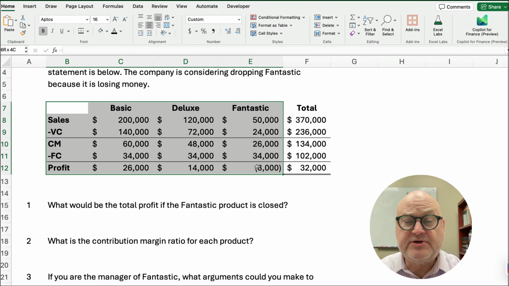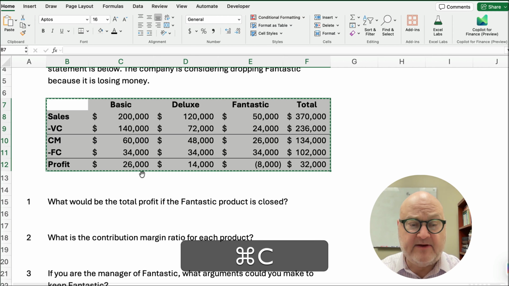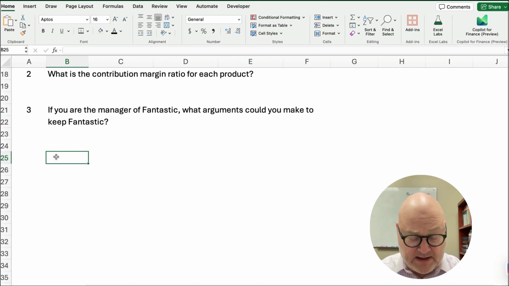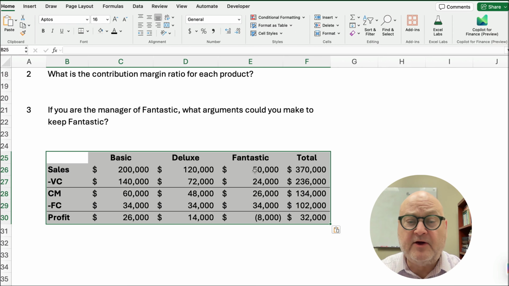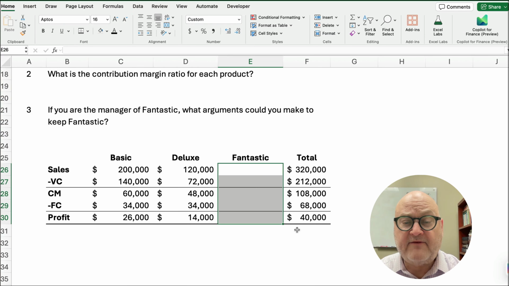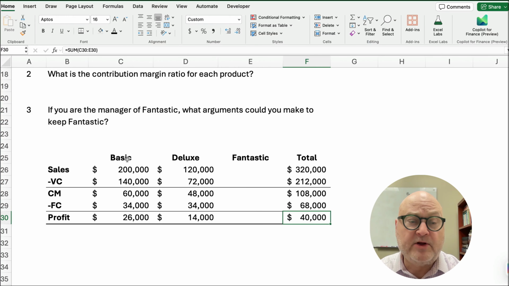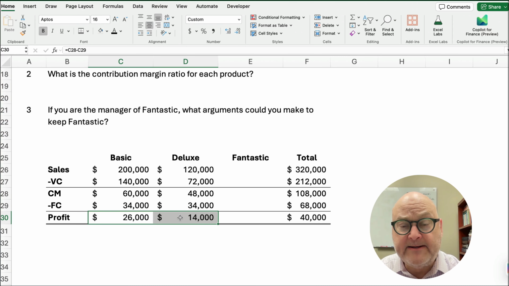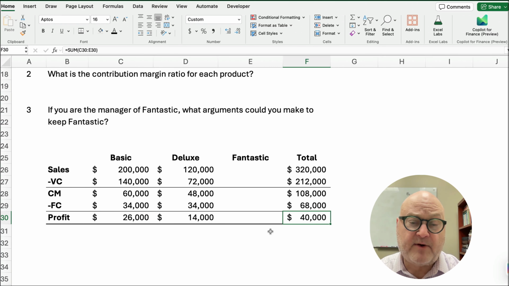Now, what you're tempted to do, let me copy this and we'll do a little what-if analysis, is say, look, if we're dropping all this, then here's what we have. We're going to have a $40,000 profit. Or you look at basic and deluxe and say, hey, I make 26 here, I make 14 here, so we're going to make a $40,000 profit. Well, that's not the way it works.